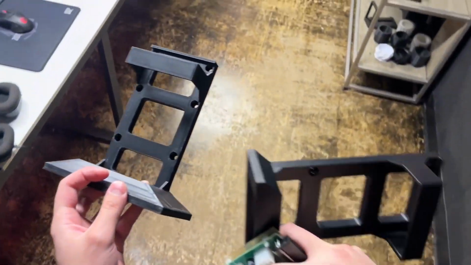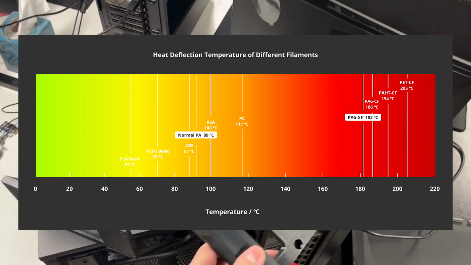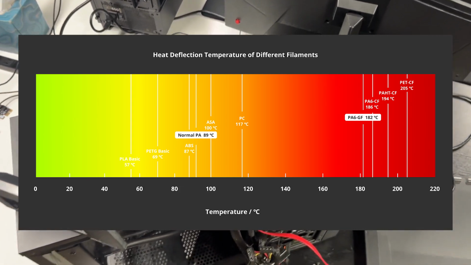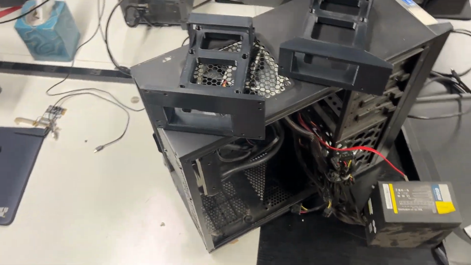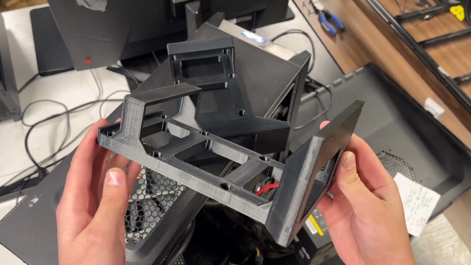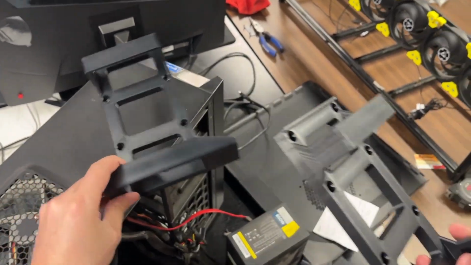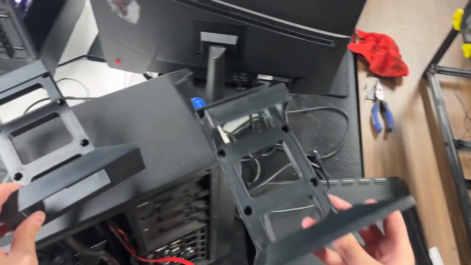I should mention, both of these are printed out of ASA, which makes them great for being temperature resistant. They're resistant the whole way up to 100 C, so 212 Fahrenheit, which makes it great for mining server cases, because it shouldn't be getting that hot inside of there. And for an open air setup, it shouldn't be getting near 100 C.